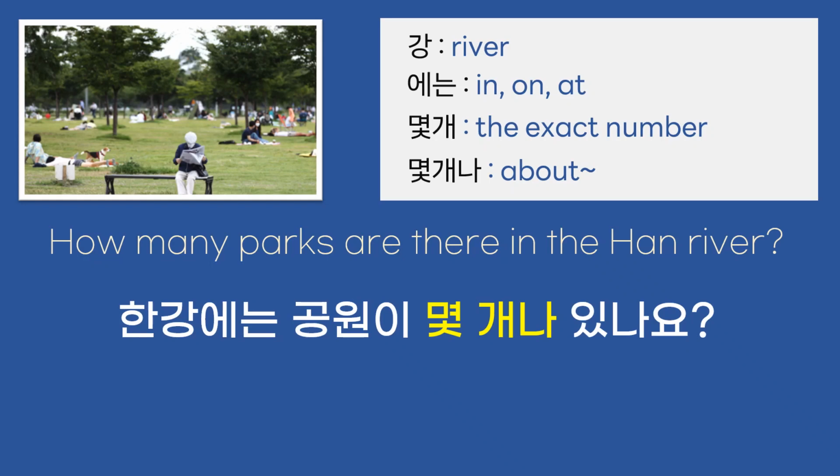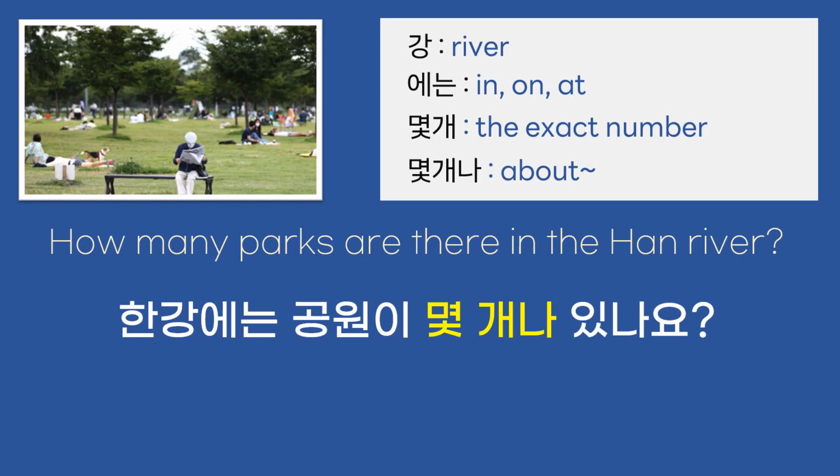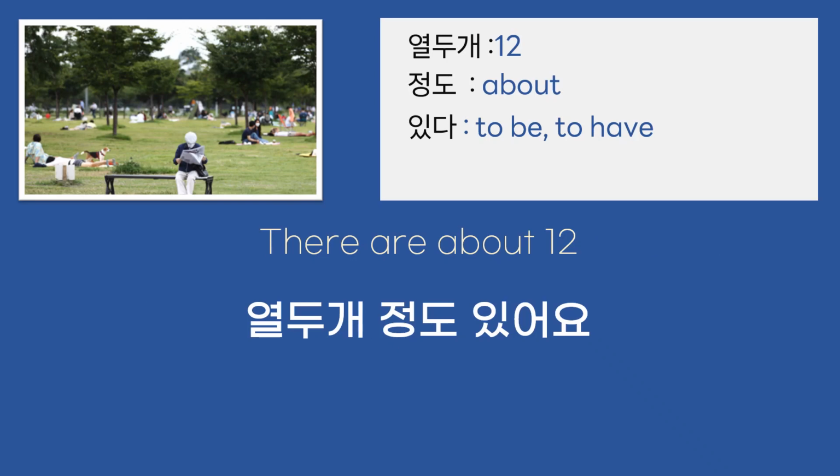한강에는 공원이 몇 개나 있나요? There is a slight nuance difference between 몇 개 and 몇 개나. 몇 개 is used to ask for a more accurate answer and 몇 개나 is used to ask for a rough answer. 12개 정도 있어요.